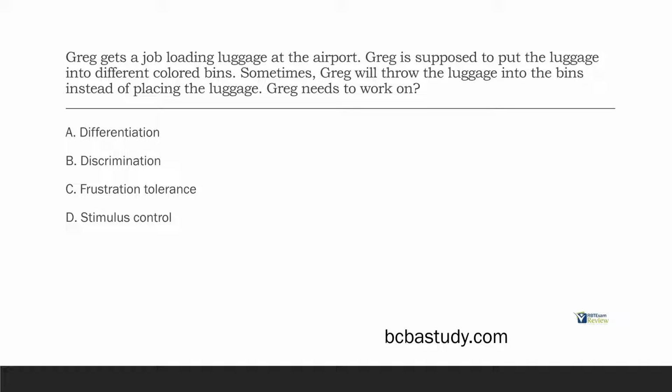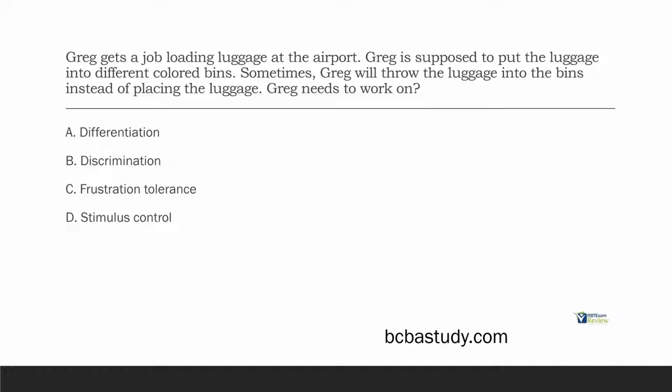What are we thinking? Well, A, differentiation. Remember our trick. Differentiation is actually called response differentiation, and discrimination is actually stimulus discrimination. Discrimination would be telling the difference between different stimuli, different colored bins. But that isn't Greg's problem. Greg's issue is he can't differentiate between responses. He's throwing when he really should be placing. Greg needs to start differentiating the appropriate time to throw luggage and to place luggage. The bins aren't the issue, it's the responses.